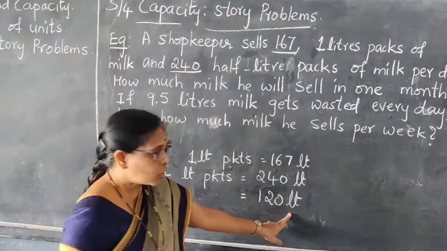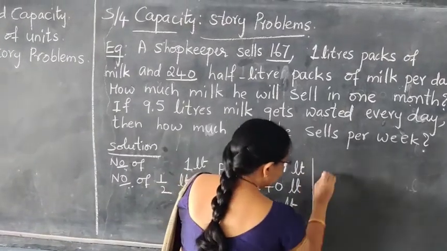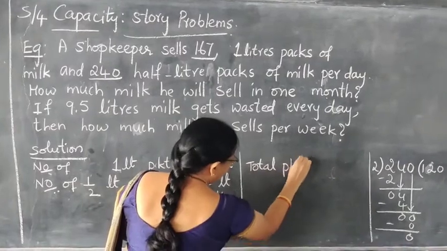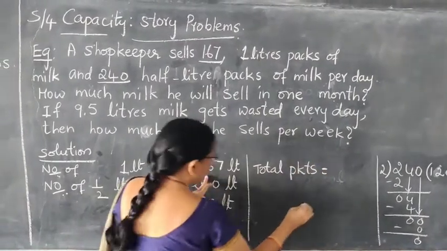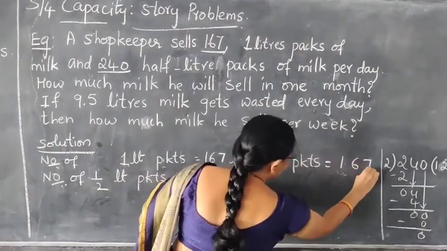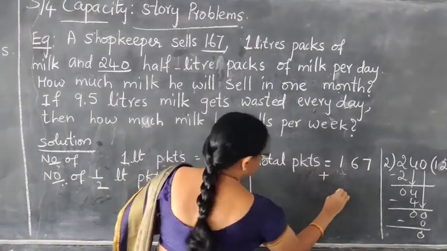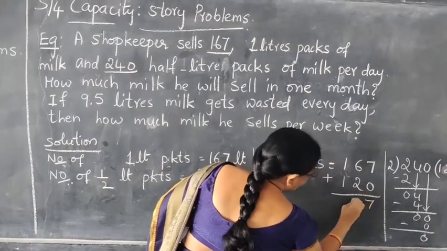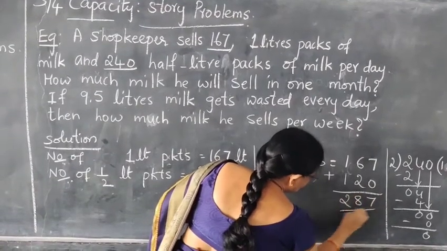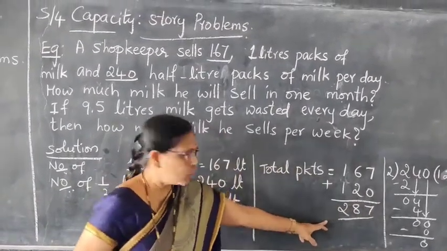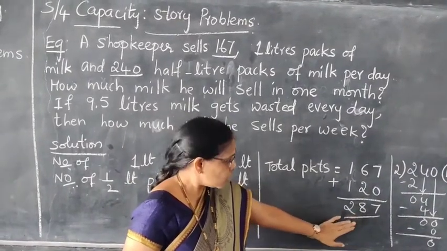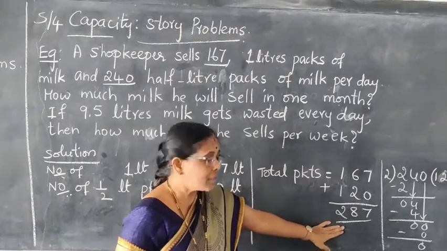Now total packets is equal to how much? Total packets is equal to 167 plus 120. So 7, 8. Now a total of 287 packets is there. So 287 packets he will sell.